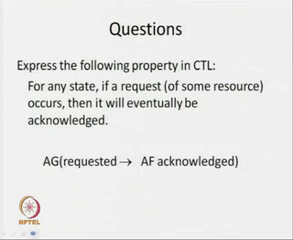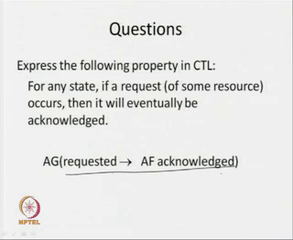Now, what we can say is that if somebody has requested some resource, it should imply that in all paths in future it must get the acknowledgement, and this property should hold globally in the system. So, I am saying that in all paths globally, if it is requested, then it should get an acknowledgement wherever the system will go. In all paths in future it should get the acknowledgement. So, in all paths globally it must be true.